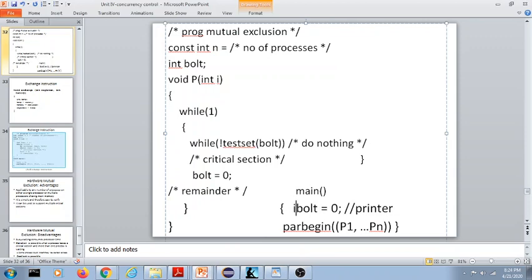Only some part of the pseudo code is given as a program here. So the printer is free, so the bolt variable is 0. Then your main process will begin other processes. The parent process will begin all the child processes P1, P2, P3 according to their availability. That means if the P1 process is in its ready state and P2 is in its waiting state, of course P1 will get the chance to be served. So whatever process is ready will get started.